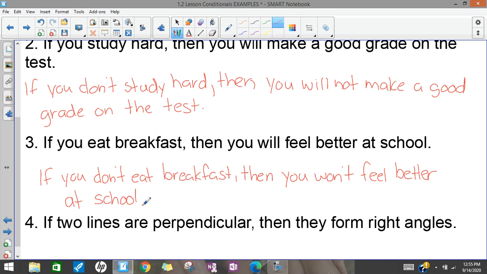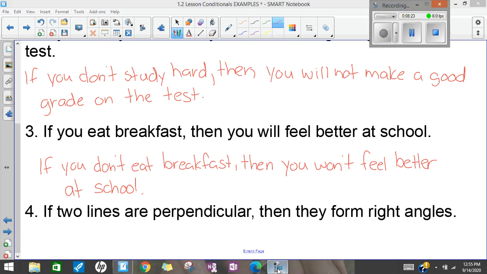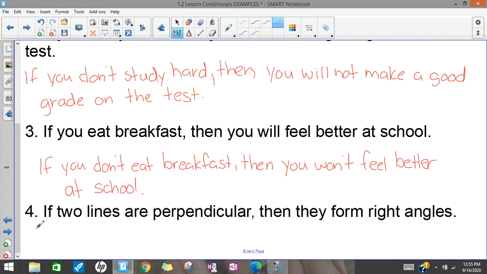Keep the same order, change the meaning. Give number 4 a try, keep the same order, change the meaning, writing the inverse of this conditional statement, then press play and see the answer. So I'm keeping the same order. So the opposite of two lines being perpendicular would be that they are not perpendicular.